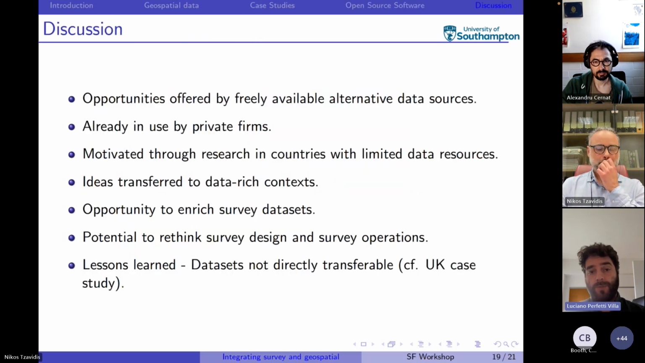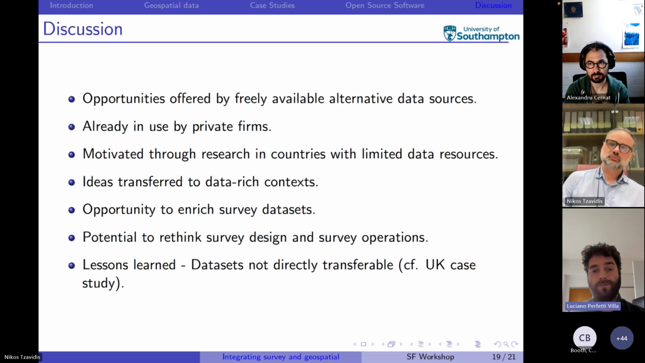So finally, to summarize, there are great opportunities offered by using geospatial data, and in general, alternative data sources. They're already in use by private firms. We saw the example of Meta, and obviously they motivate research in countries where we don't have enough data. As Nikos explained before, we can have countries where there's no census at all, or a really outdated census, and few surveys, but we can use geospatial data in those cases.